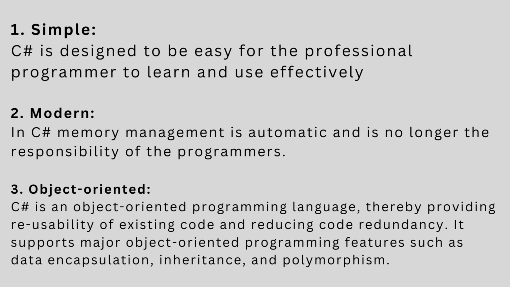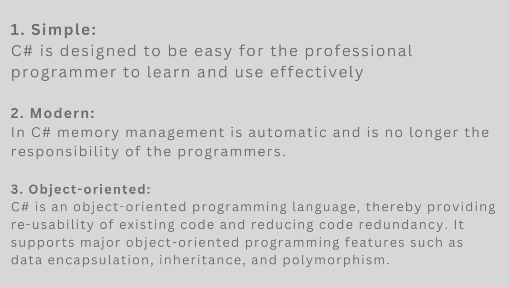3. Object-oriented. C# is an object-oriented programming language, thereby providing reusability of existing code and reducing code redundancy. It supports major object-oriented programming features such as data encapsulation, inheritance, and polymorphism.